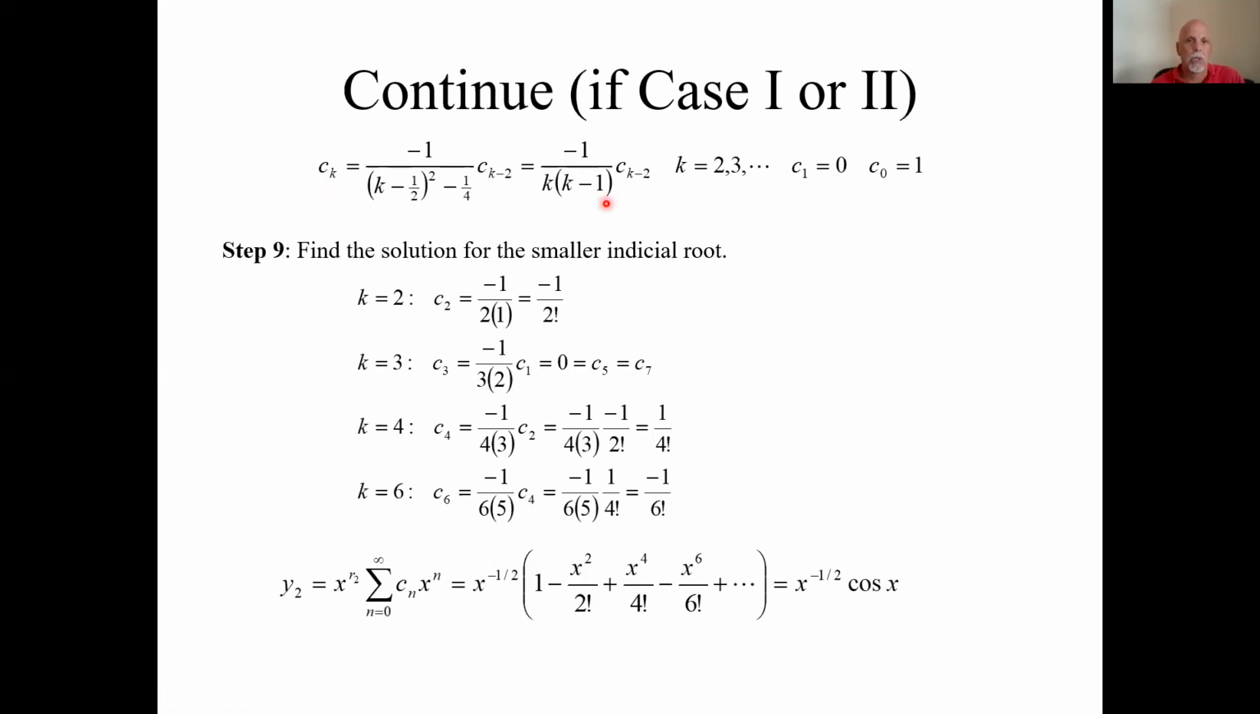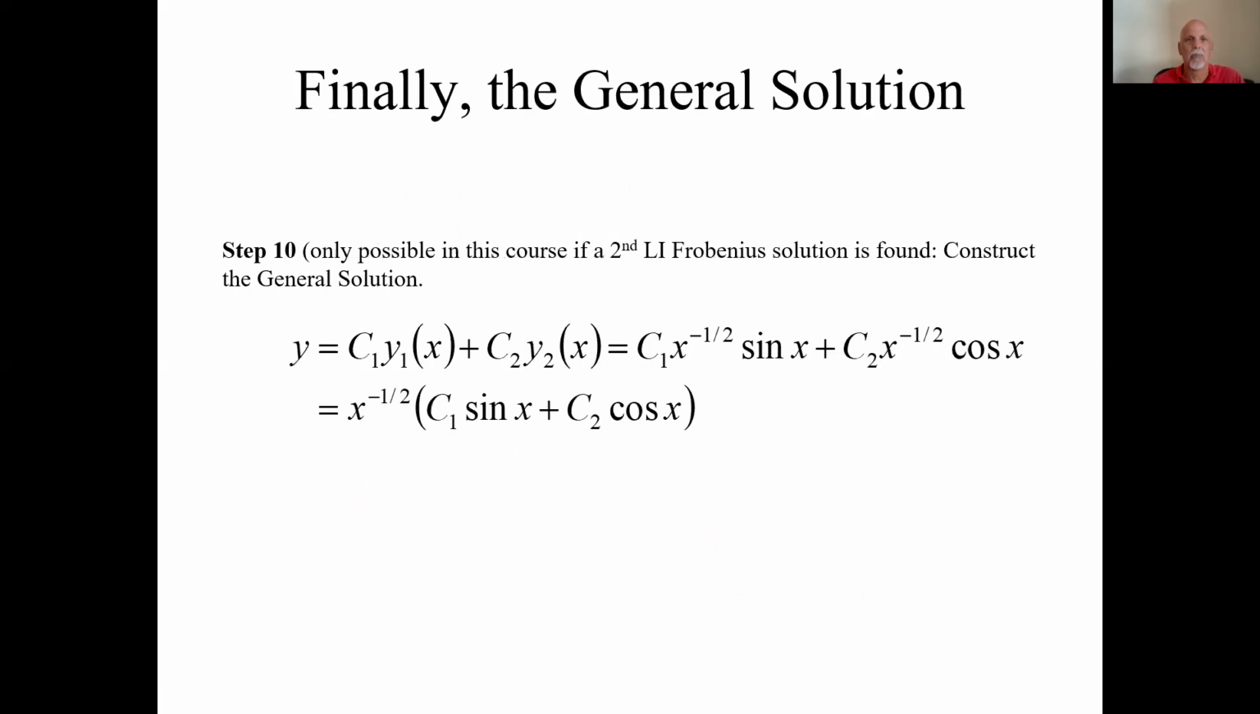So continue with that recursive relationship. I'm not going to go through all this. We get more coefficients. Here's what you would get if you plug it in. And here again, we can recognize the cosine as a series. So here's the second particular solution. We now have two particular solutions. Again, don't forget this extra x to the r factor in front of things.